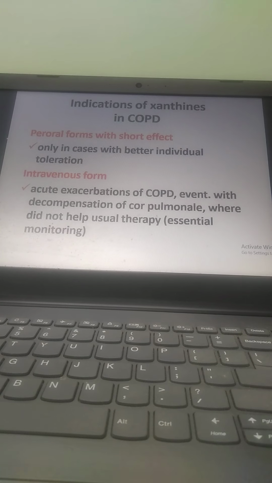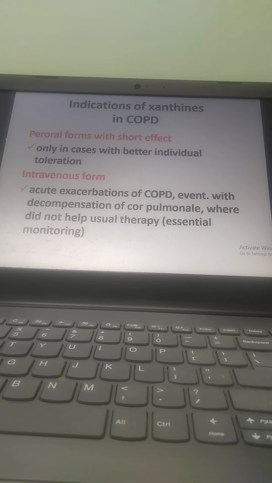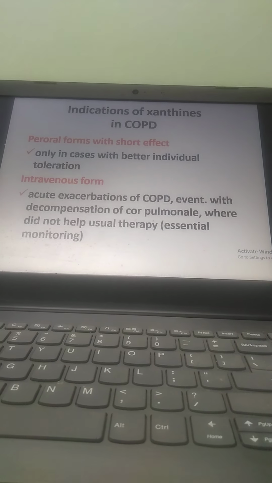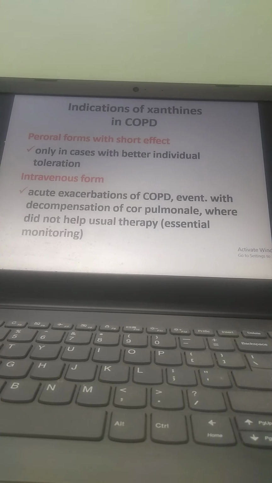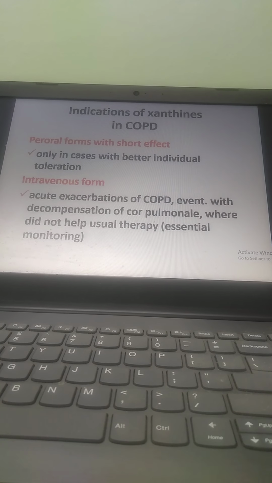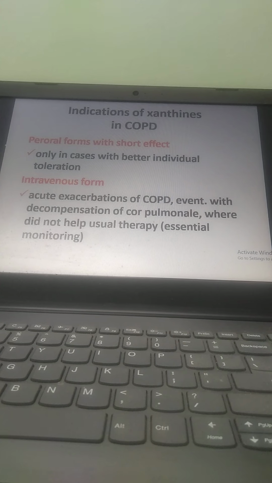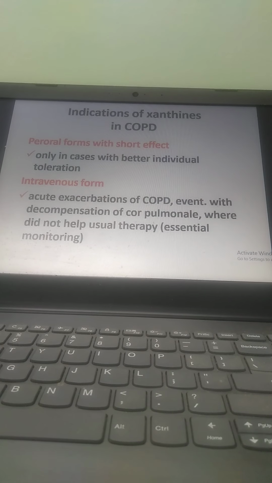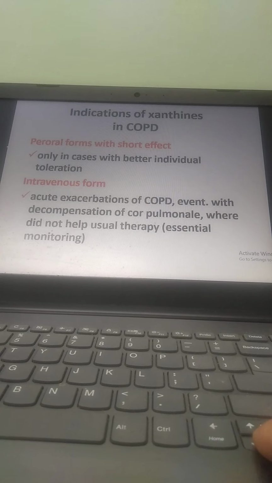Now, in COPD, per oral form with short effect only in cases with better individual toleration. They can tolerate because they have a lot of side effects. You know, when the theophylline goes beyond, there is palpitation, and there is a lot of gastric irritation. And the intravenous form we have to give in acute exacerbation. Only in acute exacerbation of COPD, with decompensated cor pulmonale, at that time, where usual therapy did not help, with essential monitoring. So at that time we have to give slow intravenous. We must not give fast intravenous. Now it is obsolete, it is not given.